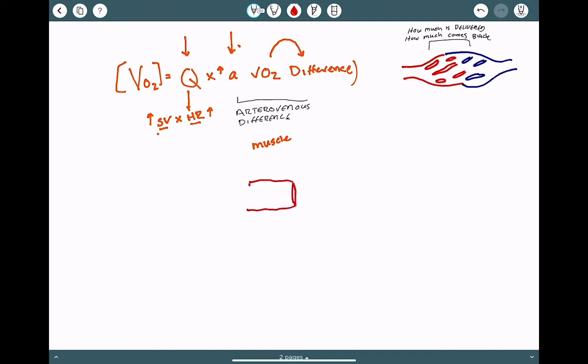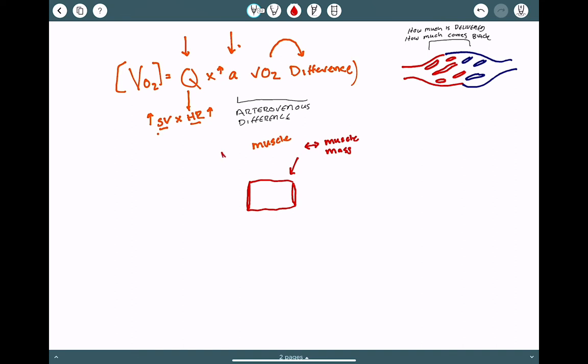I'll probably mention this very quickly once I stop drawing here. But when we have aerobic fitness, we really don't have any changes to muscle mass. M-U-S-C-L-E, mass, right? The muscle doesn't really get bigger or more dense with aerobic training. However, it does get highly metabolic.